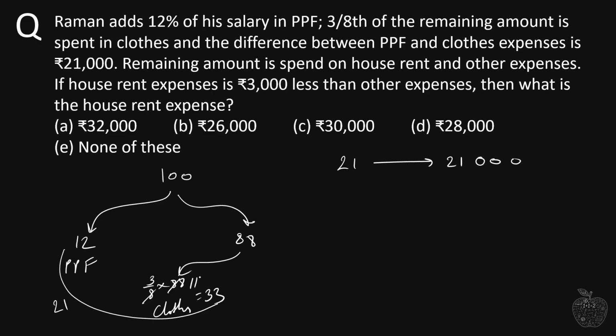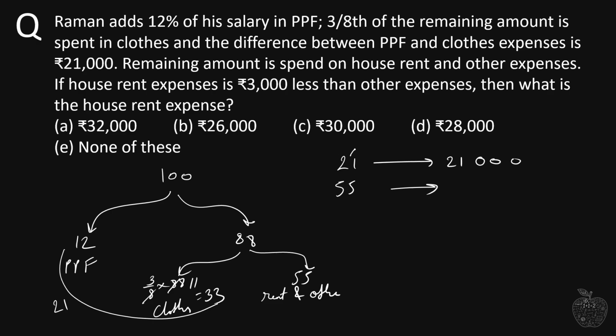Alright. So now if 33 is spent on clothes, how much is left now? 88 minus 33, 55 is left. The remaining amount is spent on house rent and other expenses. So this remaining amount 55 is spent on house rent and other expenses. All right. So we know that 21 is equal to 21,000. So what will this 55 be equal to?